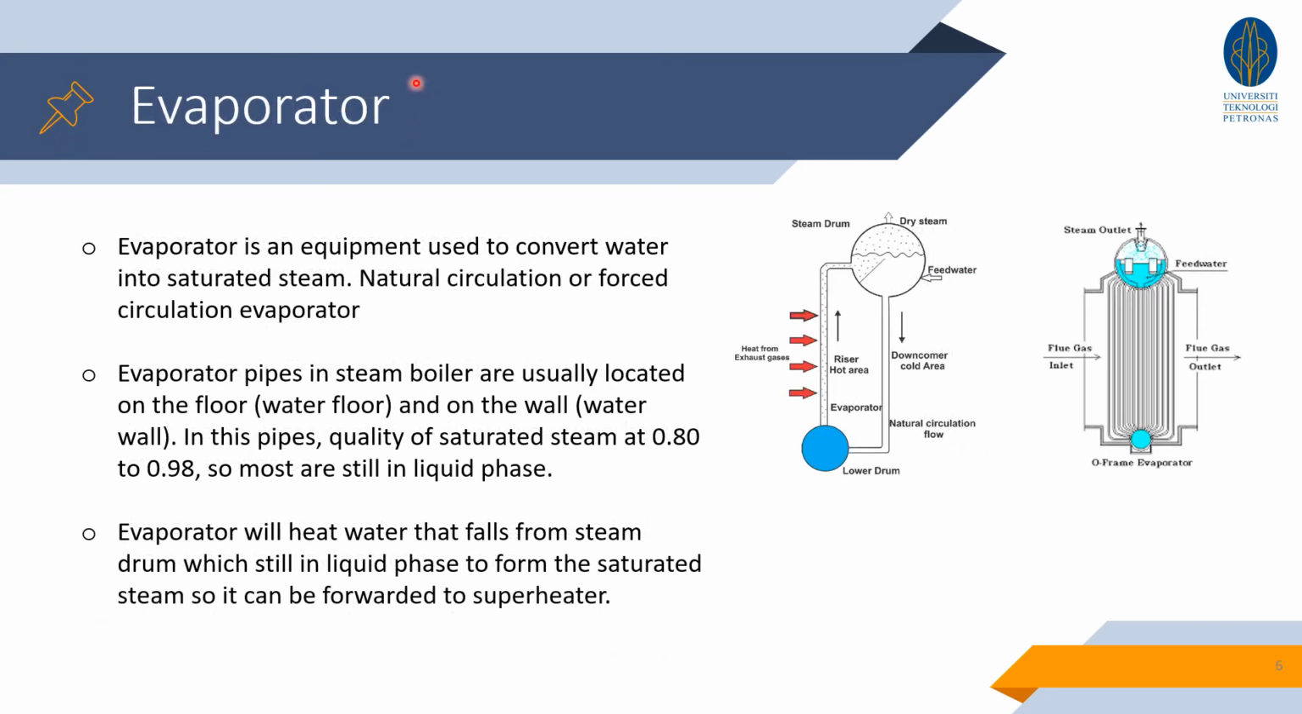Next, we have the evaporator, which is the second component in HRSG. It functions to convert water into saturated steam. It has two types, which are natural circulation or forced circulation. The evaporator pipes in a steam boiler are usually located on the floor and on the wall. In this pipe, the quality of saturated steam is 0.8 to 0.98, so it is still in liquid phase. The evaporator will then heat the water that falls from the drum, which is in liquid phase, to form saturated steam, so it can be forwarded to the superheater.